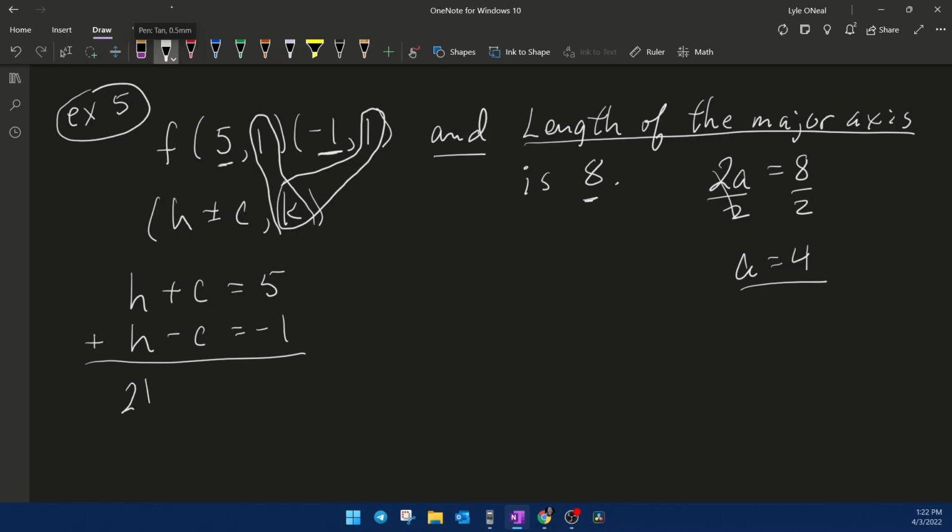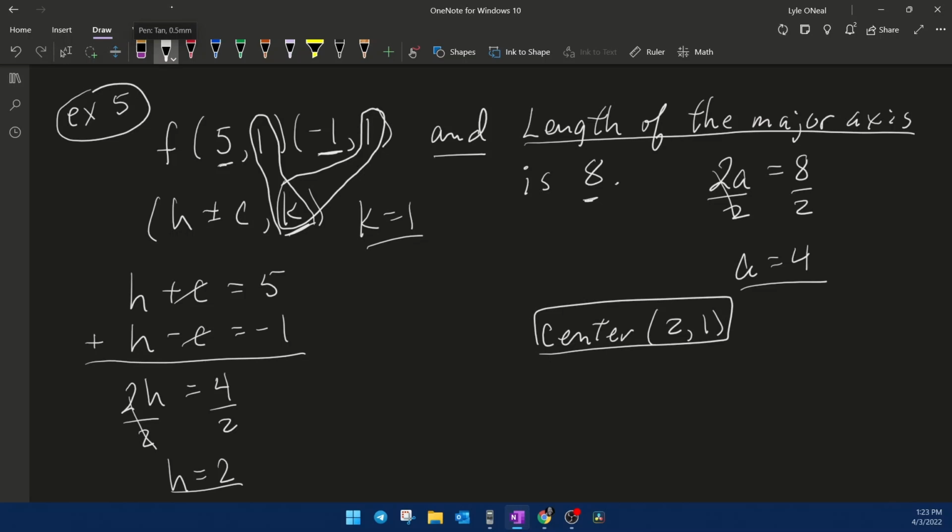Adding, we're going to get 2h, the c's cancel, 5 minus 1 is 4, and then all of a sudden we know the value of h. In this problem, h is 2. Remember, we already said that k is 1, and if you know h and k, you know the center. And so let's go ahead and write that down. Even though they may not ask for it, I'm going to write the center is h comma k.